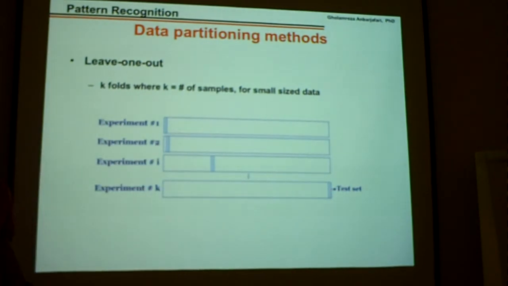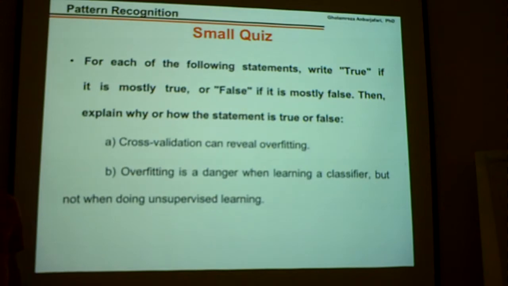So now based on this, there are a few quiz questions. For each of the following statements, write true if it is mostly true, or false if it is mostly false, and then explain why you have this true or false decision. 1, in part A, cross-validation can reveal overfitting. Is it true or false?